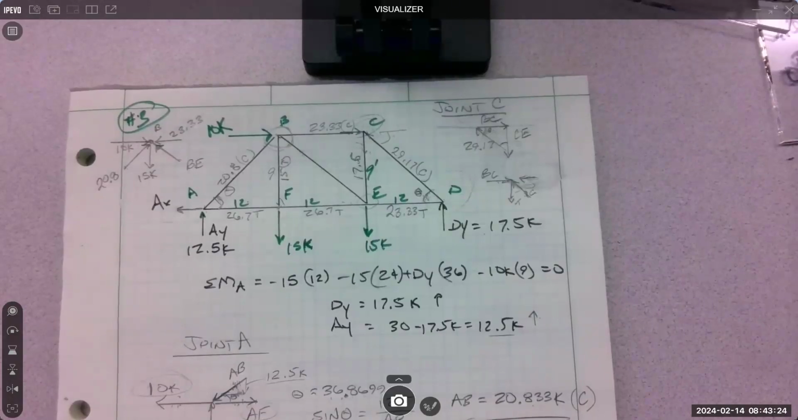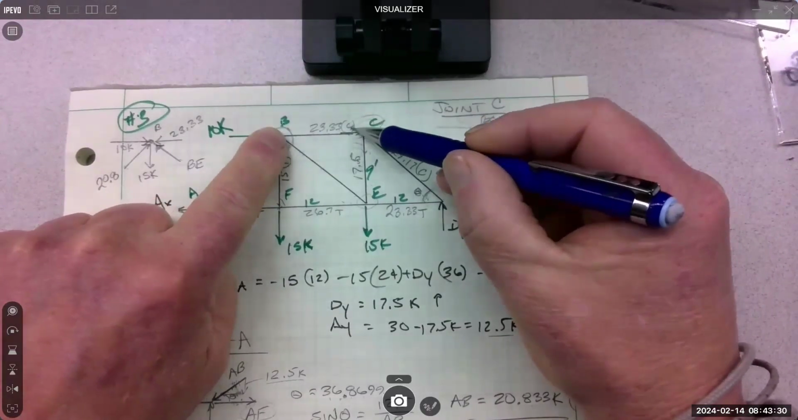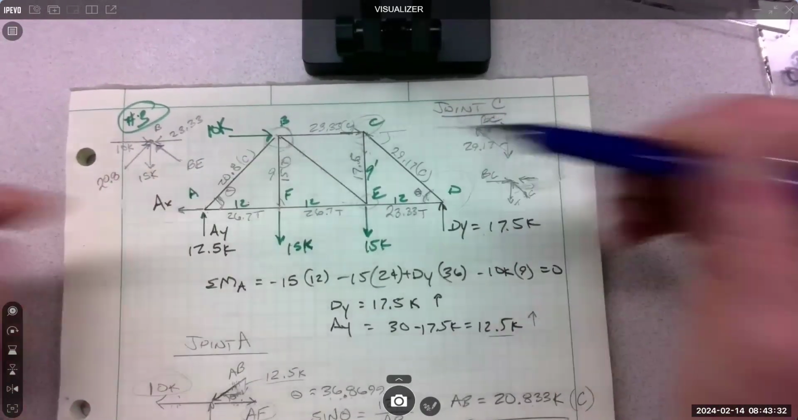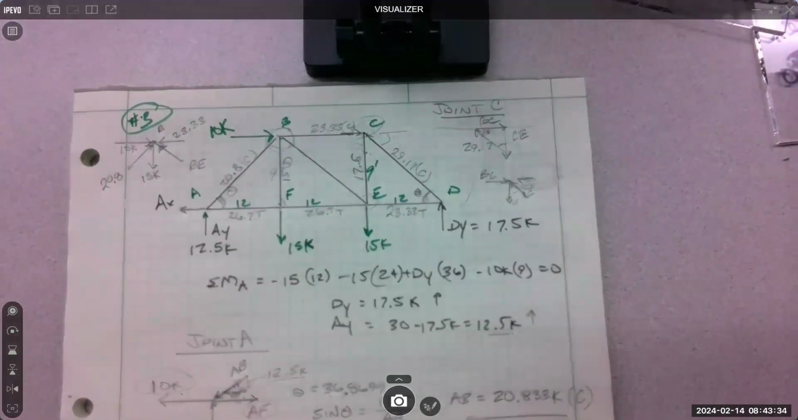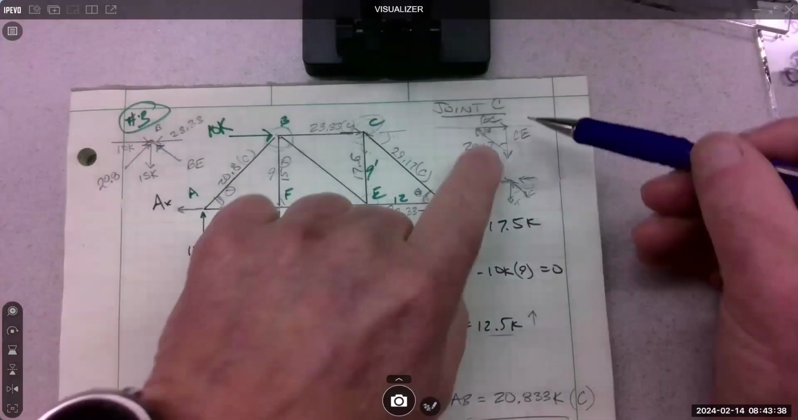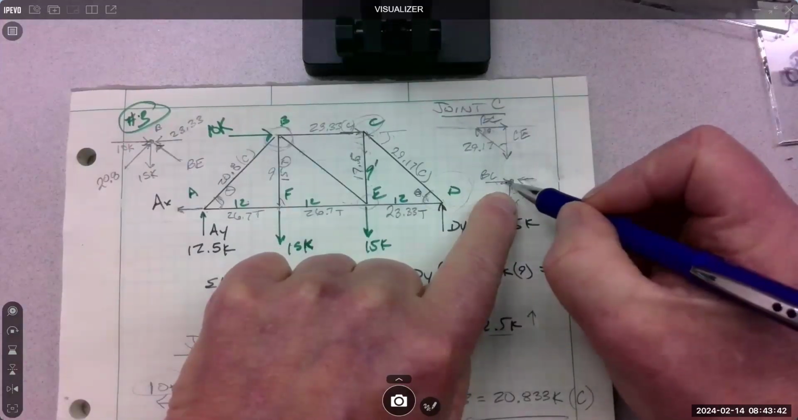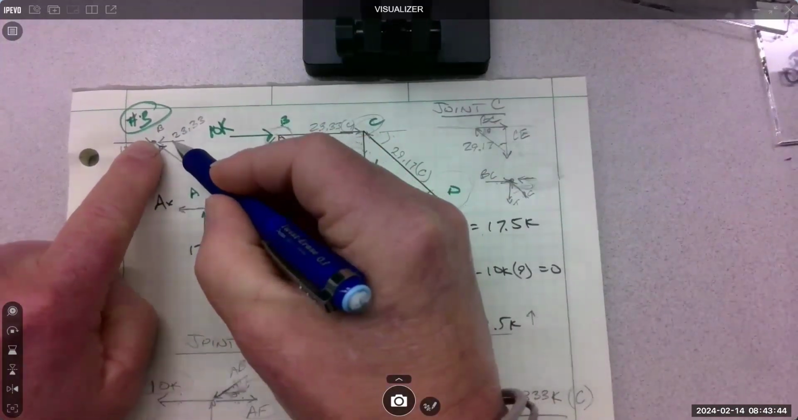I thought BC goes to the right. All right, BC is in compression. So it points into the point. Both of them. What do you mean, both of them? It points into the point here, correct? So then it points into the point here.